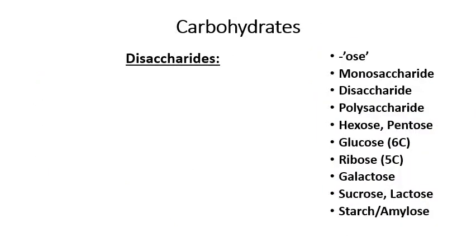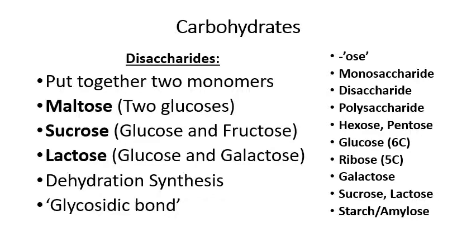All right, so disaccharides. If you put together 2 monosaccharides, you have a disaccharide. Maltose is a disaccharide that's made from 2 glucoses. Sucrose is a disaccharide that's made from 1 glucose and 1 fructose. Remember, fructose is a pentose and glucose is a hexose. Lactose, where do you find lactose? If you guessed that you find lactose in milk, you would be correct. Lactose is a carbohydrate that you find in milk.